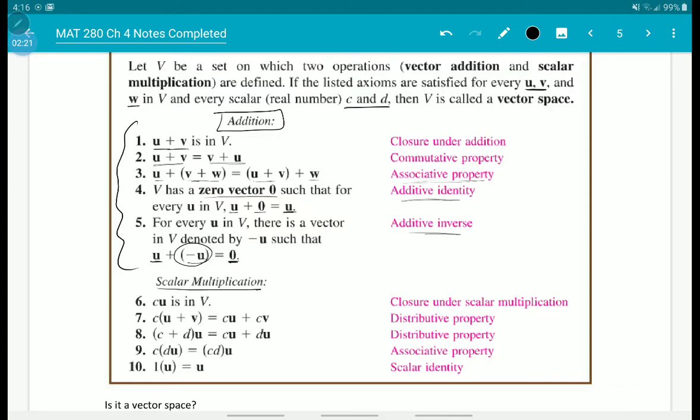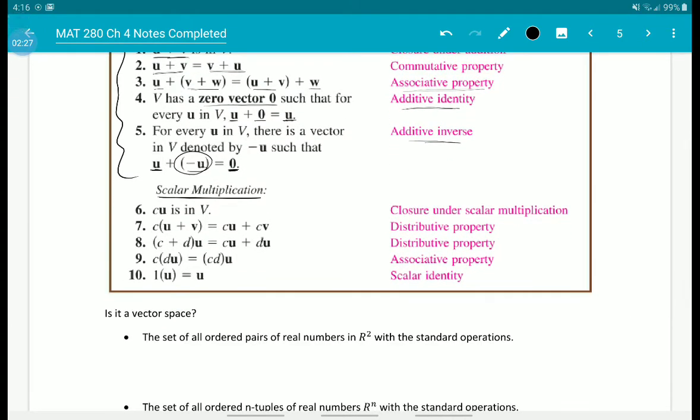The next 5 axioms deal with scalar multiplication. So remember, C and D are scalars in this definition. The first one is closure under multiplication. This one's important. If we take this scalar C and we multiply it by vector U, then we've got to get something that also lives in this vector space. 7 is a distributive property. If we take scalar C times the quantity U plus V, that's the same thing as C times U plus C times V. And then there's another distributive property. If we take the sum of two scalars times a vector, that's the same thing as C times U plus D times U.